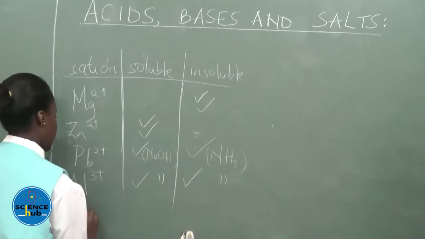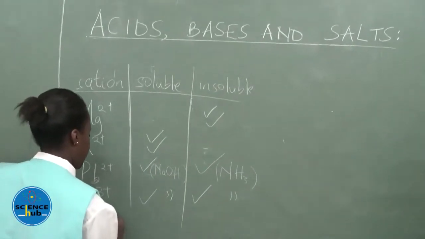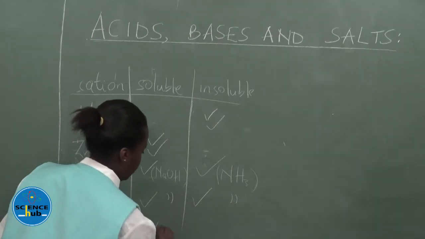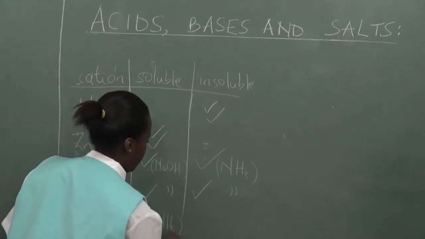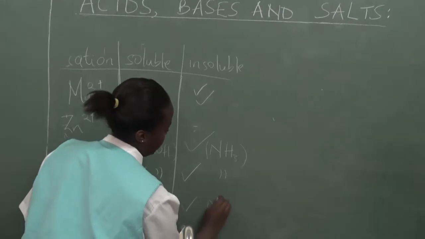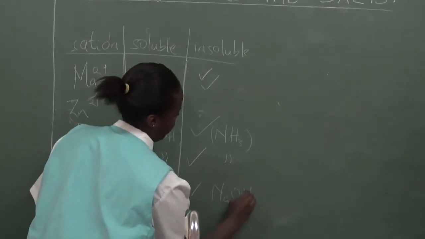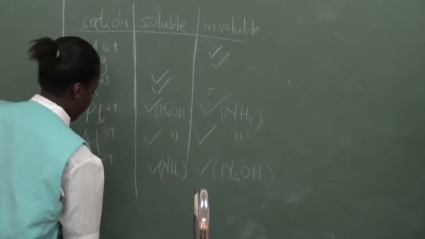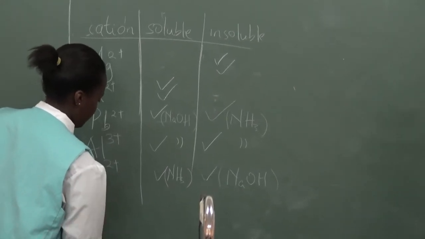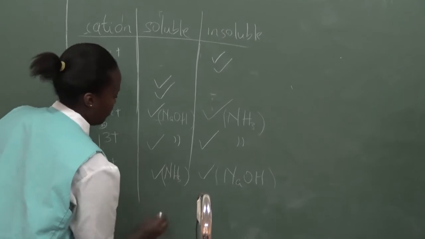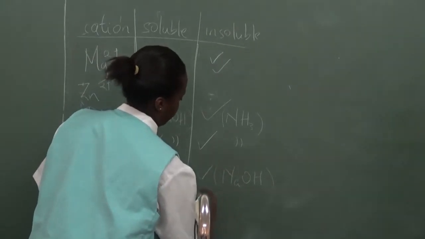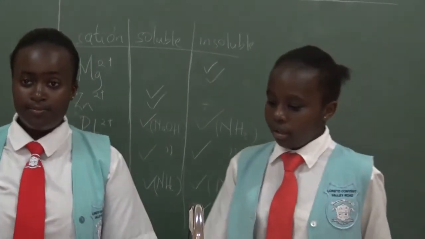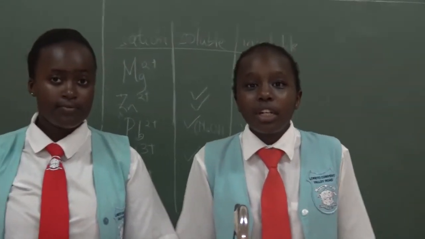Then we have the copper, which were soluble in ammonium but insoluble in sodium hydroxide. And lastly, we have iron. We dealt with iron 3, which was insoluble in both of them. So that wraps up the test for cations.